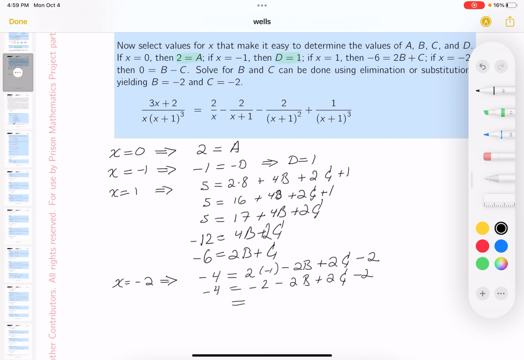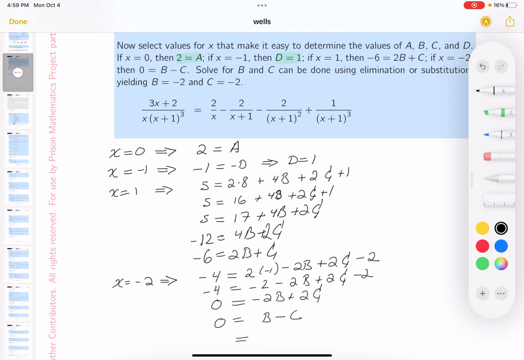I'll tell you why. I'm seeing the right-hand side. It's minus 2 is minus 4. So I'd add 4 to both sides. I get 0 equals minus 2b plus 2c. Well, you know what I got to do now? I got to divide by 2. I'm going to divide by minus 2. What do you get? 0 equals b minus c.